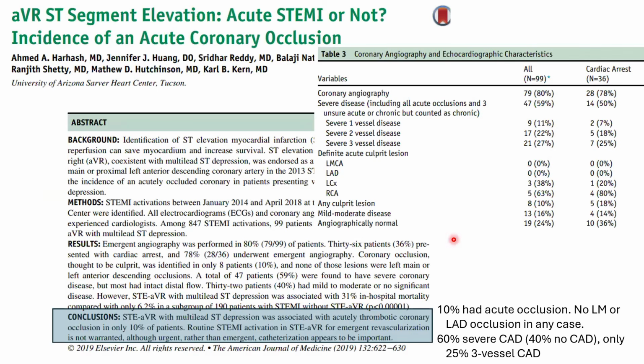And in this paper in the American Journal of Medicine, 10% of patients with diffuse ST depression and ST elevation in aVR had acute occlusion, and 40% had no CAD. They had that secondary ischemia I told you about. 60% overall had severe CAD. So around half the time, this pattern may reflect secondary ischemia, not primary CAD ischemia.